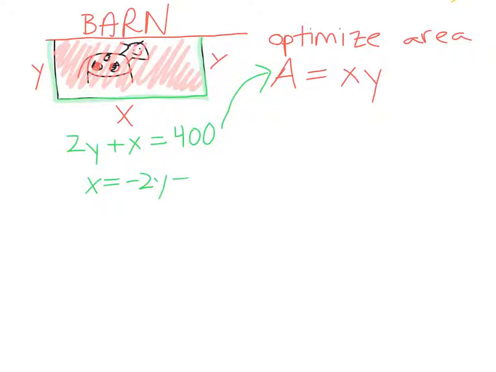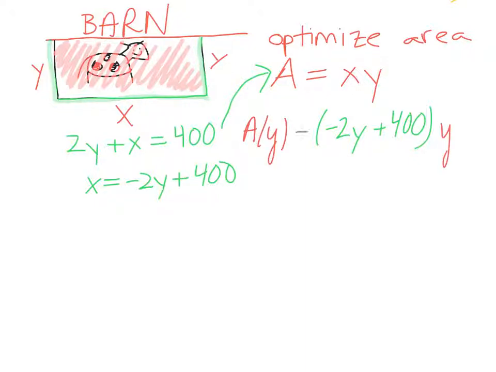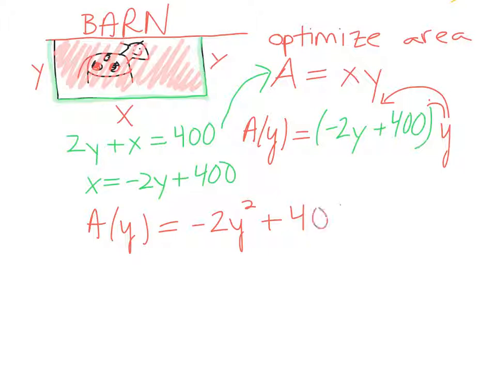So subtract 2y from both sides. And now we'll substitute in our area formula. And so now we have area in terms of y. So we'll write area as a function now, A of y. All right, and then when we distribute that y and clean this up, now we see our quadratic function. All right, in this one we don't have a constant, but that's okay.